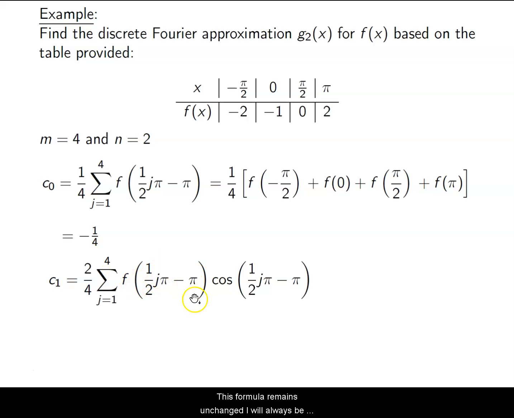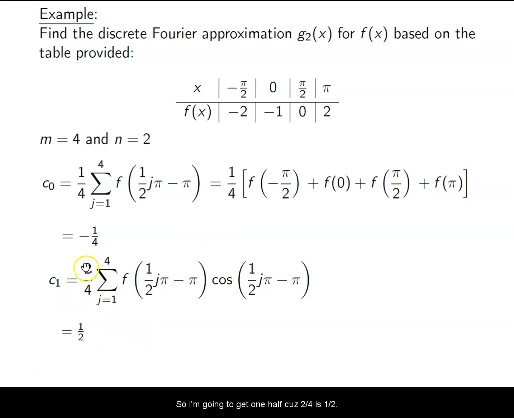This formula remains unchanged. I will always be plugging in each of the values that they're giving me. However, this cosine is unique because k in this case is 1. So it mirrors the exact function I have already, which is nice because that means I'll do not 1/4 but 2/4 or 1/2 times f of negative pi over 2 times cosine negative pi over 2 plus f of 0 times cosine of 0, because these index functions are identical, right? Telling me which values I need to plug in. They're identical because k is 1, so it's the same thing.